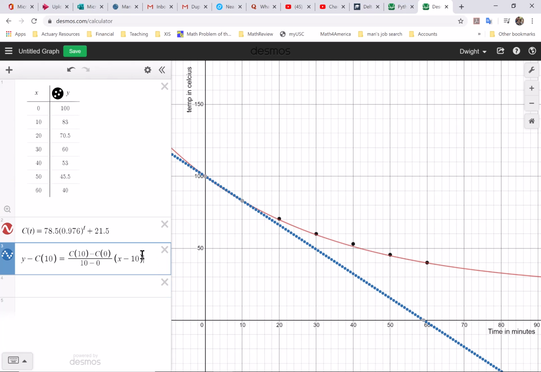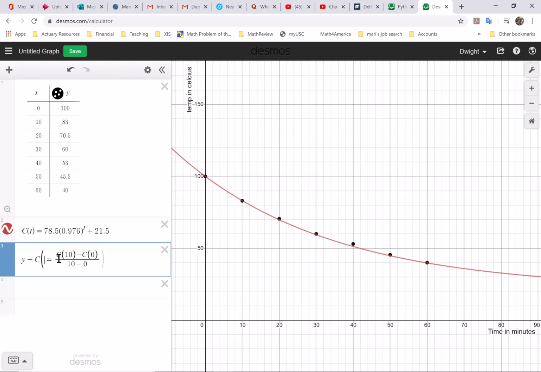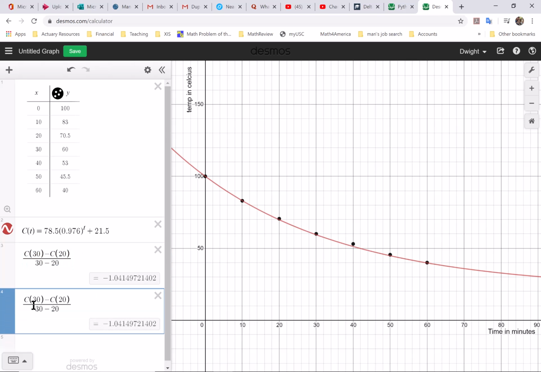So I'm going to go ahead and do that on here. I'm not going to do the line. I'll just do the average rate of change. So we're going to go from 20 to 30. So the average rate of change between 20 and 30 is -1.04, and the average rate of change between 30 and 40 is -0.186, right? And so at 30, it should be somewhere close to those, but not exactly.